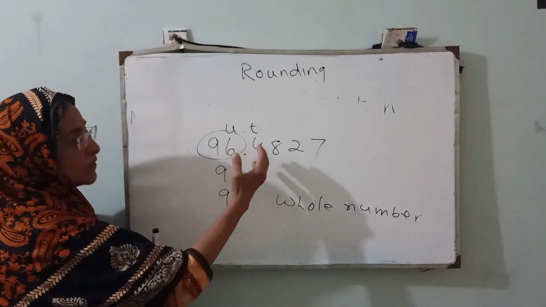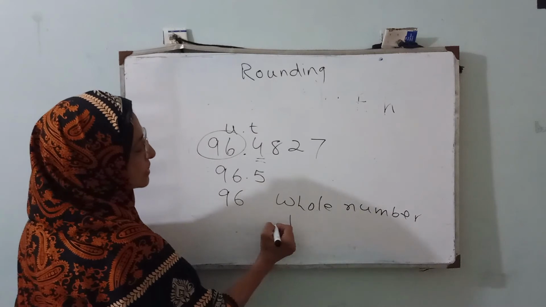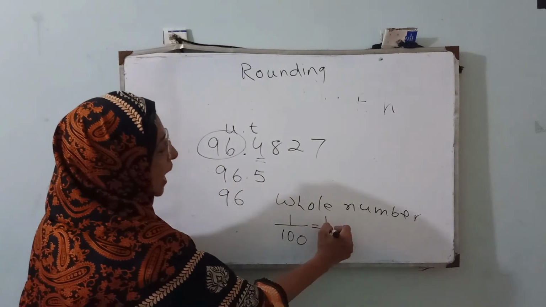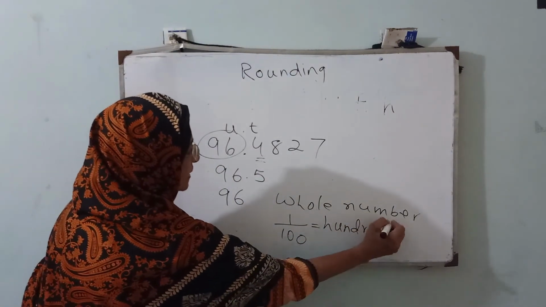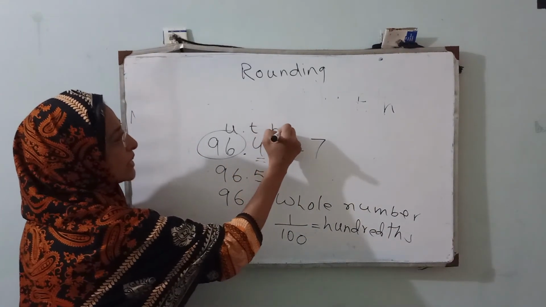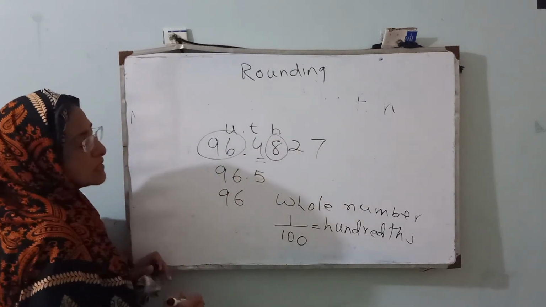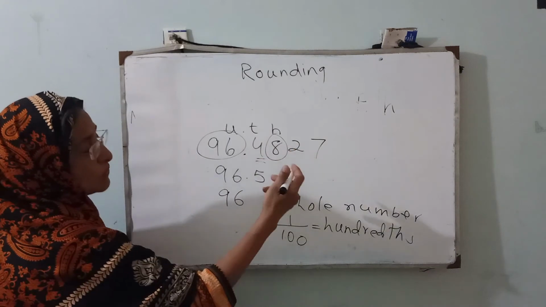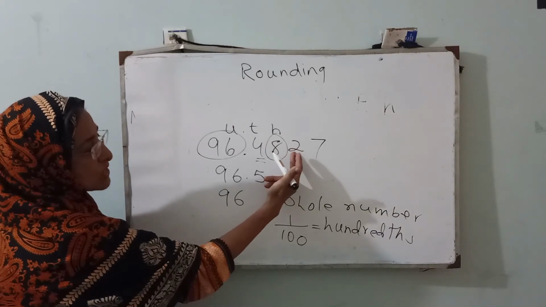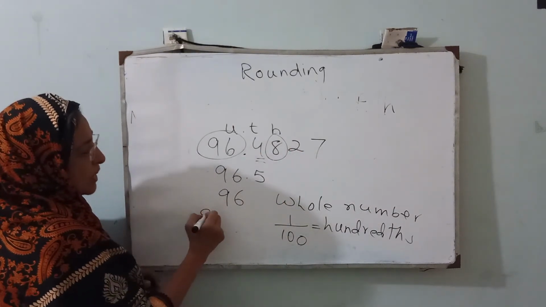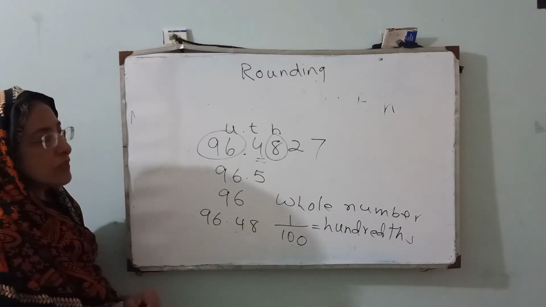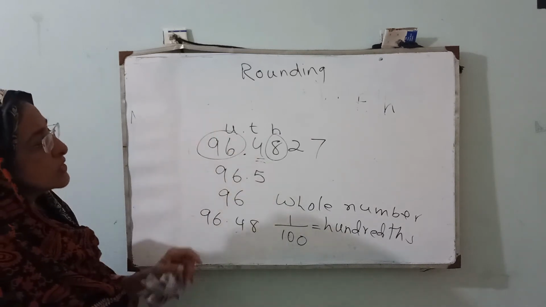In a similar way, if they say to round the number to the nearest 1 by 100, that means they want you to round the number to the nearest hundredth. When I say hundredth, that means tenths, and then hundredths. They want me to round this number, and you always have to remember to see the next number. Here in this question it is 2, which is less than 5, so this will remain as it is, and my answer will be 96.48.